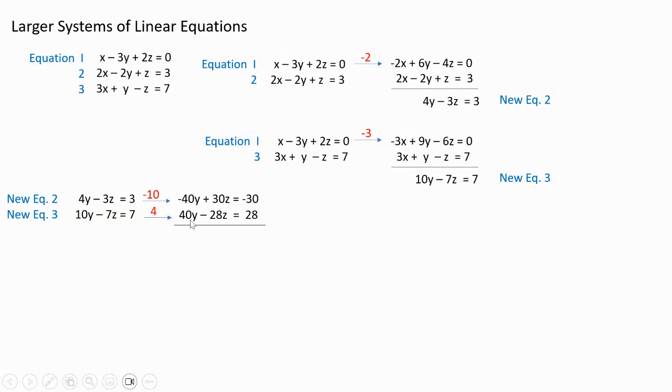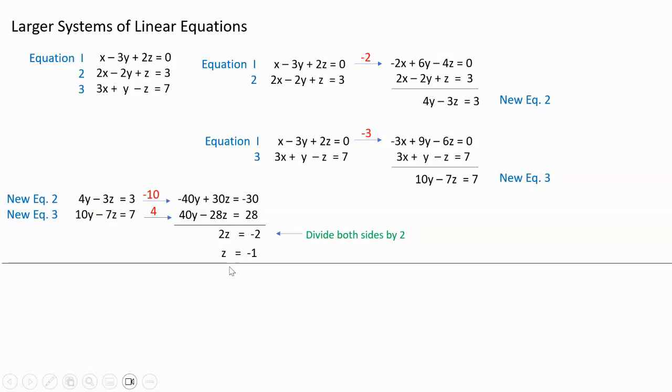Okay? So negative 40 plus 40 will give us 0. 30z minus 28z will give us a positive 2z. And negative 30 plus 28 will give us negative 2. And here, guys, we divide both sides by 2. So my z equals negative 1. Now, remember this is equation 1.